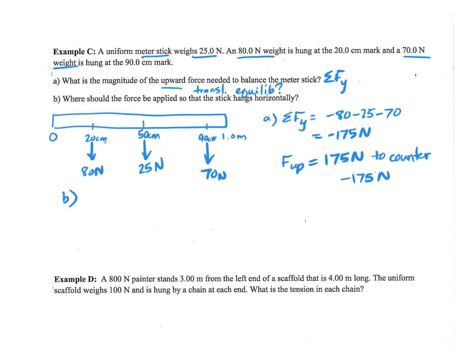Now in part B, it says, where should the force be applied so that the stick hangs horizontally? In other words, where should I put the force so that it hangs horizontally? In other words, so it doesn't do what? Rotate. Now part B is asking, how do we get it to be in rotational equilibrium? Make sense?